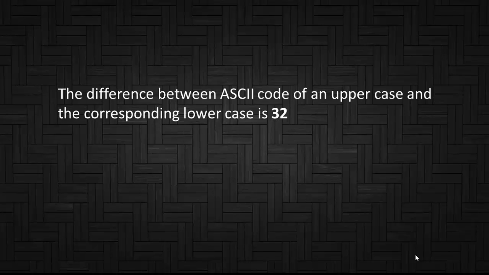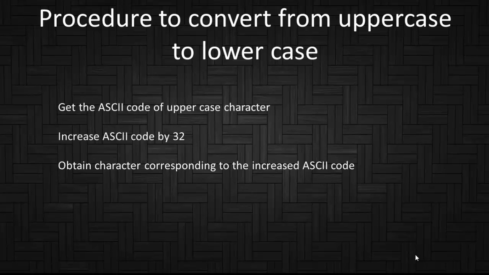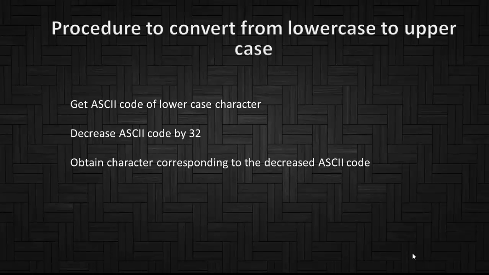The difference between ASCII code of an uppercase and the corresponding lowercase is 32. Procedure to convert from uppercase to lowercase: get the ASCII code of uppercase character, increase ASCII code by 32, obtain character corresponding to the increased ASCII code. Procedure to convert from lowercase to uppercase: get ASCII code of lowercase character, decrease ASCII code by 32, obtain character corresponding to the decreased ASCII code.